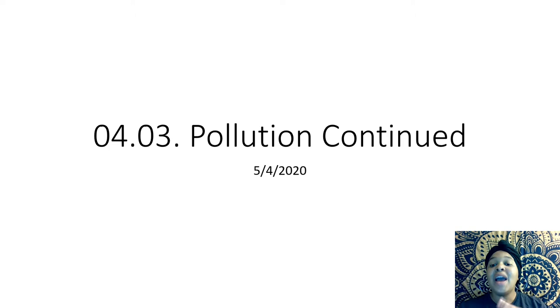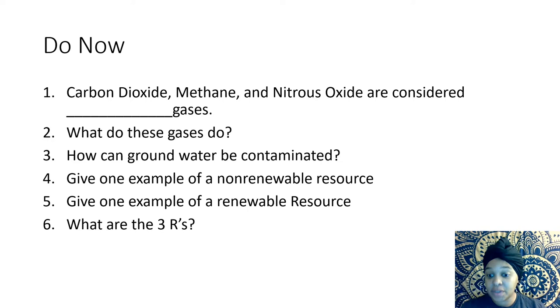So we're gonna start out with your do now. Question number 1, carbon dioxide, methane, and nitrous oxide are considered blank gases. So what kind of gases are they considered? What do these gases do? How can groundwater be contaminated? Give one example of a non-renewable resource. Give one example of a renewable resource. What are the 3 R's? And I'm gonna give you guys a minute to do that.